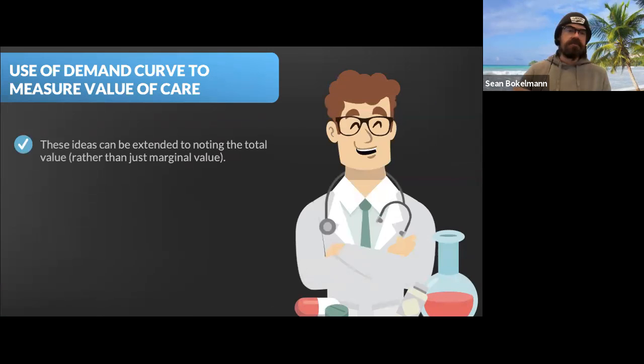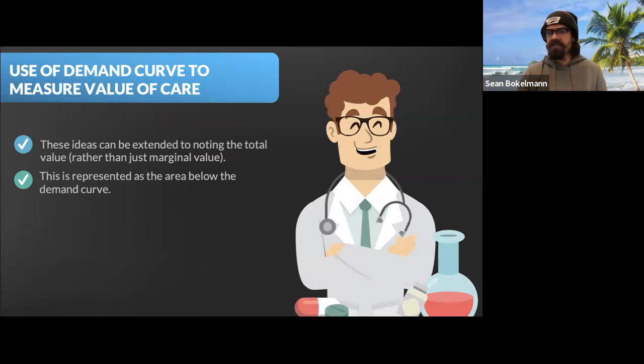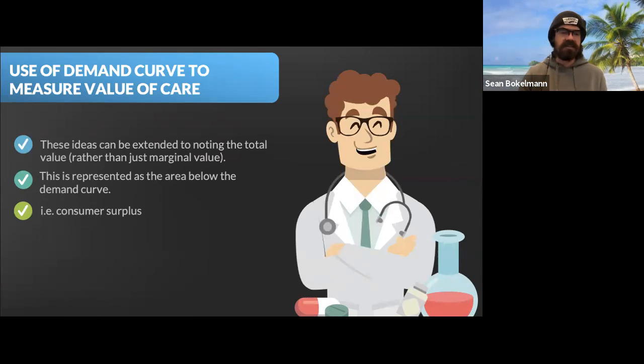And so we can extend this idea to noting the total value rather than just the marginal value. So we were talking about marginal value, but we can add these marginals up to get total, right? And hopefully this is review too, because basically what we're talking about is consumer surplus, right? The total value to a consumer or to society is represented as the area below the demand curve and above price. I should have added that too, but this is just consumer surplus.